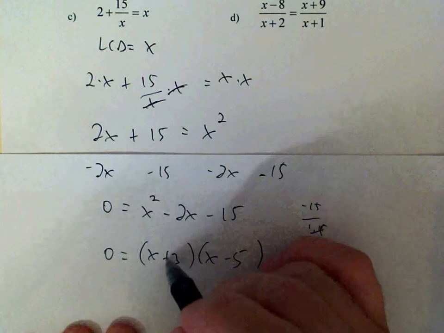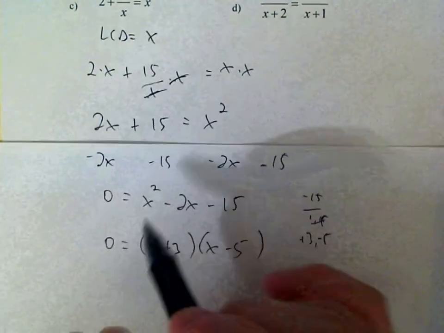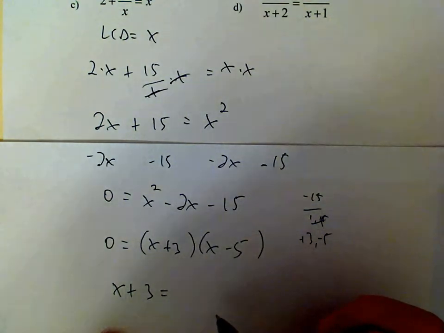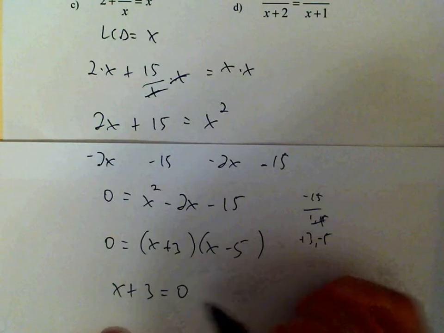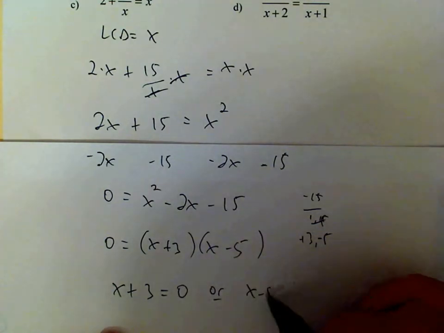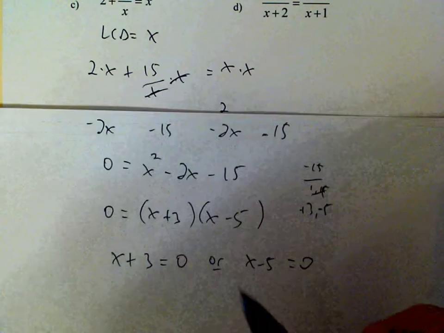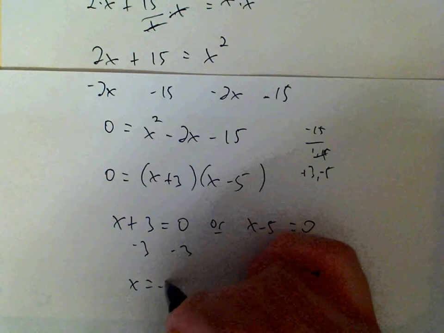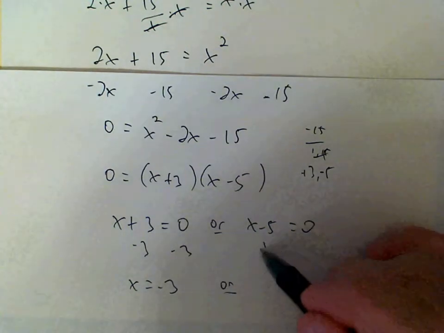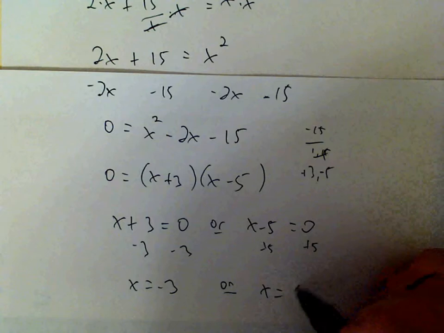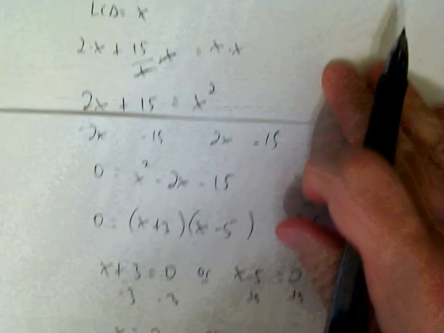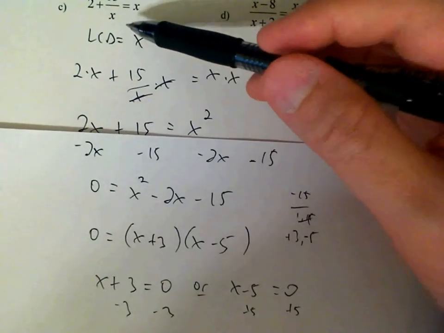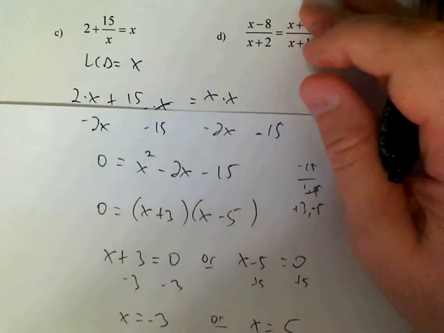And then, since it's in factored form equal to 0, I'm going to use the zero factor property, or whatever the book calls it, and set each factor equal to 0. Now I'm going to solve each equation for x. So I have x equals negative 3, or x equals 5. Now when I substitute it back in, no danger of division by 0, so both of these are my answers, negative 3 and 5.